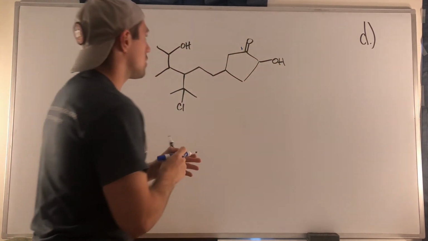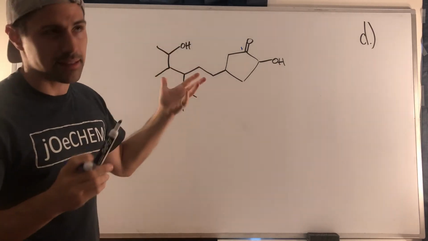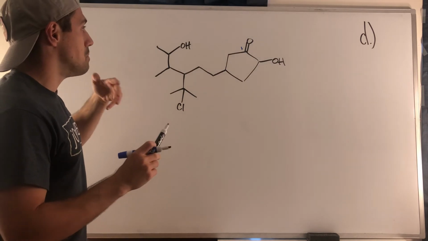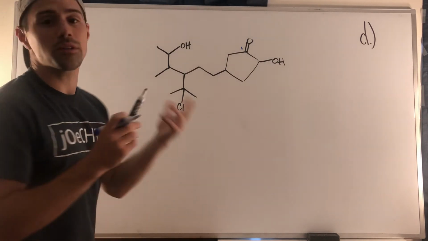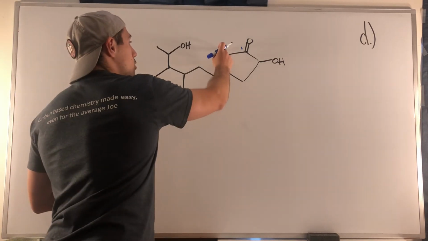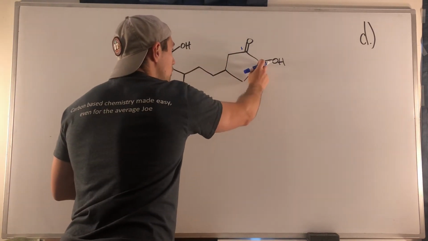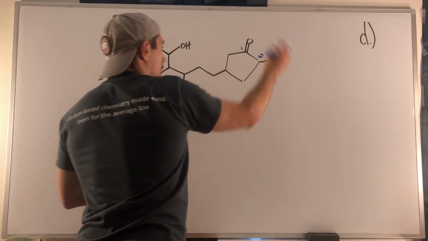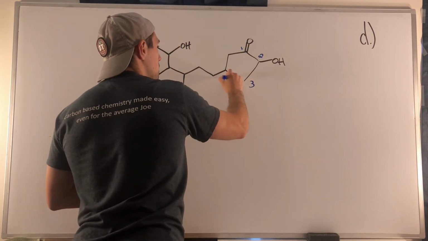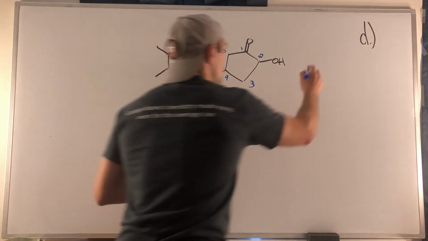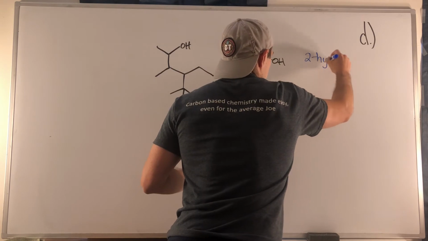Now, we have the luxury of making the decision of going left or right. So we want to go the way that provides the lowest numbering of our substituents. So we can either do 1, 2, 3, 4, 5, or 2, 3, 4. So clearly we'll do 1 and then go clockwise, 2, 3, 4, and 5. So very easily we can say we have a hydroxy.